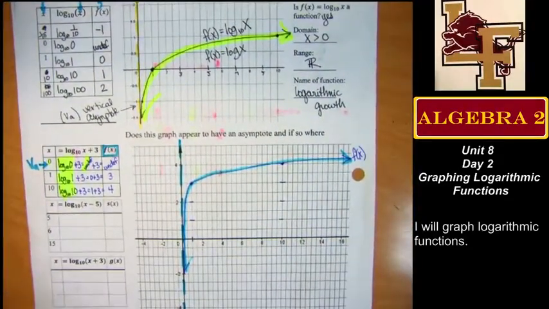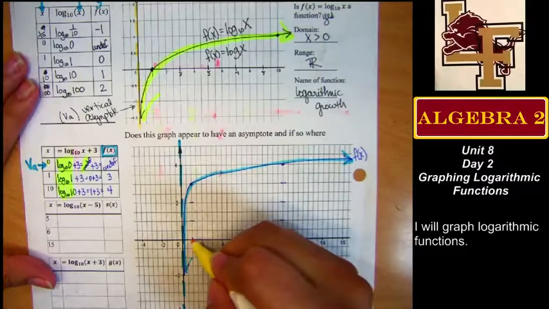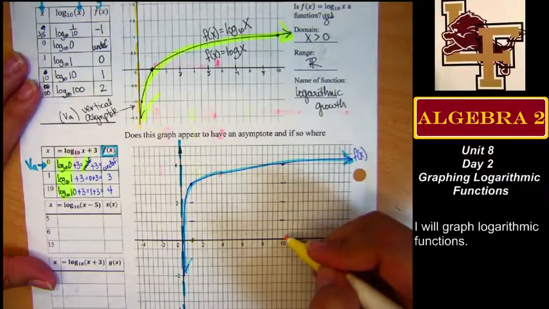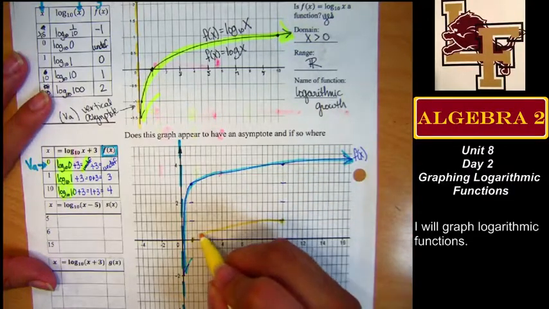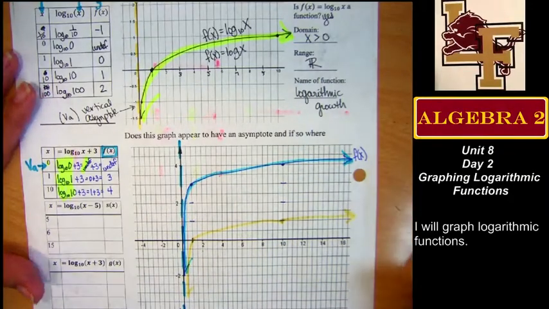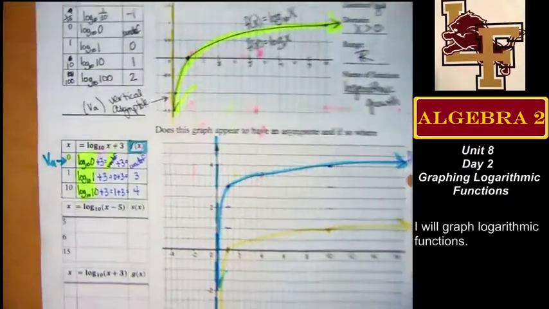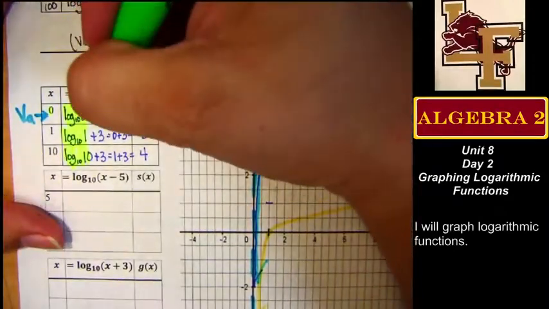Compare the blue one to the yellow one. If I were to sketch the yellow one on the same graph, I would have something that looks like this. It's shifted, it translated up by some units.